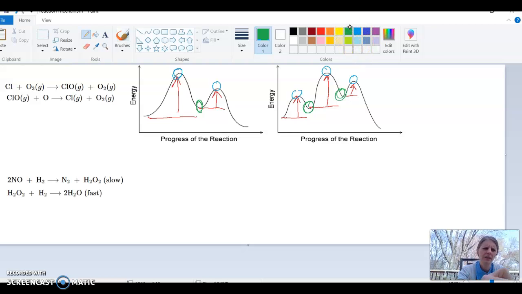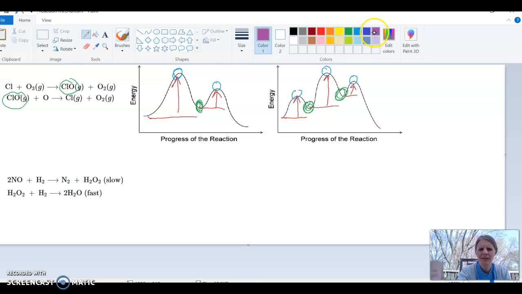So let's take a look at our reaction mechanisms over here on the left-hand side. I'm going to first look for intermediates. I can see in this one, Cl goes in, plus O3, those are two reactants, and they make these two products on this side. If I look at the next part, I can see ClO is made, and then ClO is consumed. If you make it and then you consume it, that's an intermediate. That's these green bumps right here. That's my only intermediate because O2 isn't consumed here.